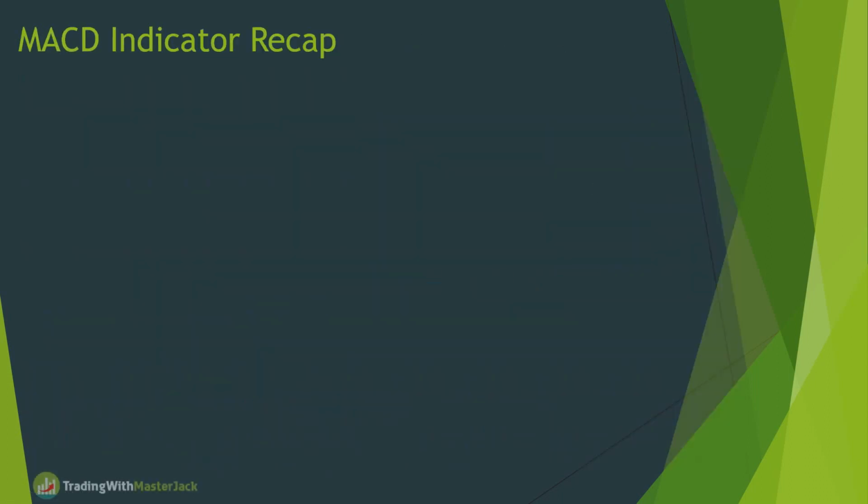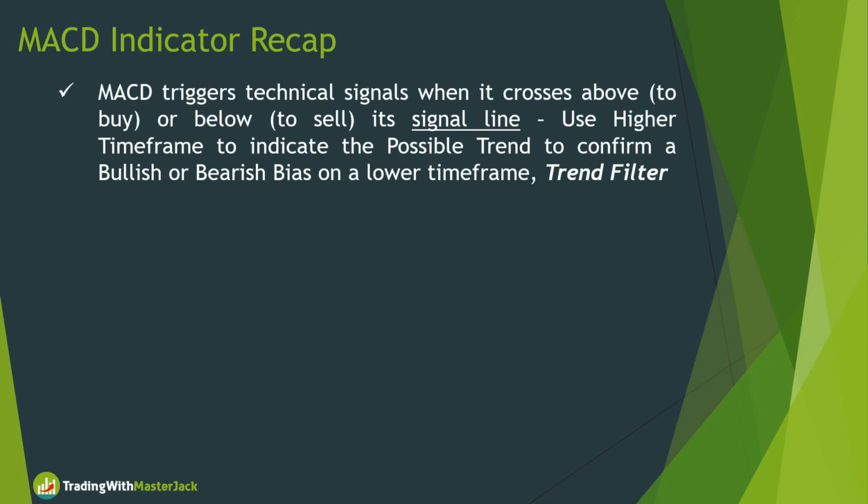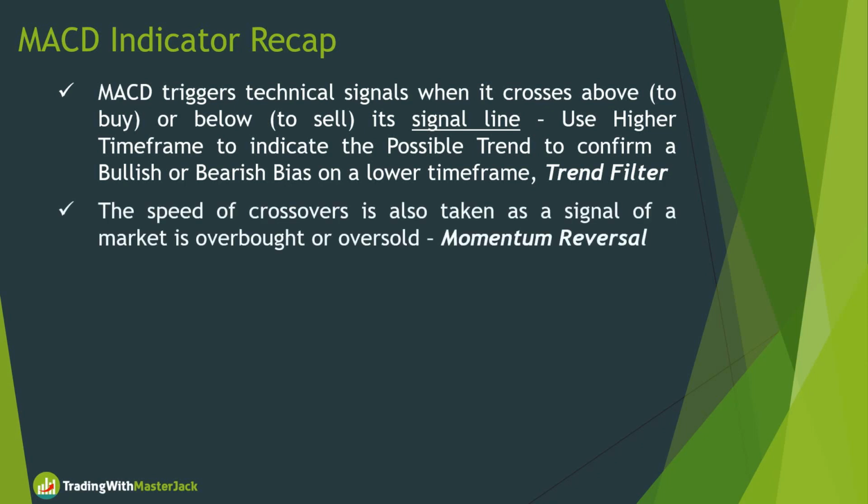Now just to recap, the MACD triggers technical signals when it crosses above to buy, or in my case have a bullish bias, or below to go sell, or in my case have a bearish bias. It's signal 1, and I use the higher time frame to indicate the possible trend to confirm this bullish or bearish bias on a lower time frame that I should apply. So that's my trend filter application.